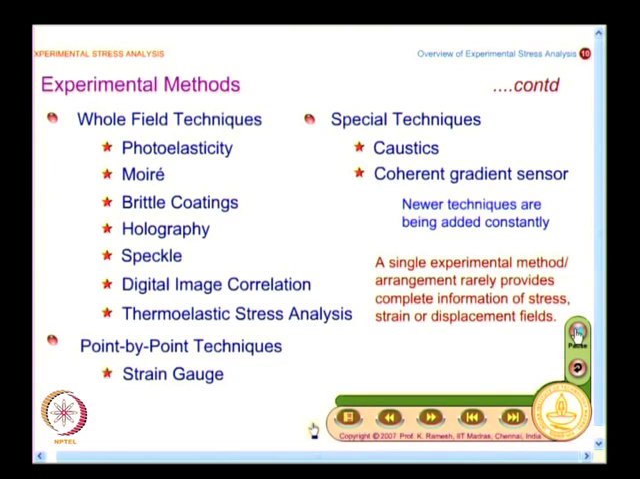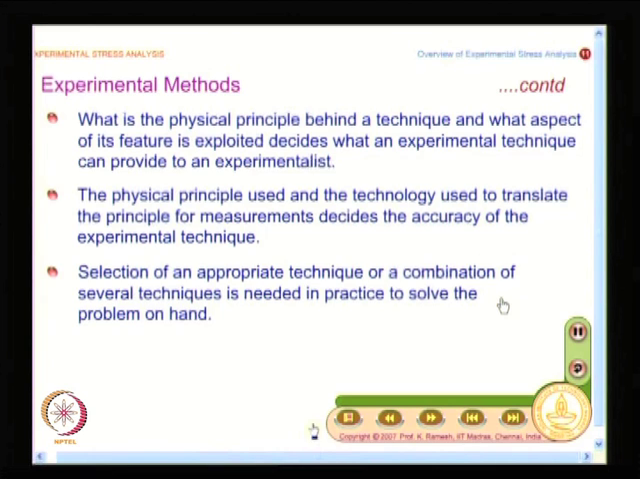And you should also appreciate that newer techniques are constantly added, and as I said earlier, a single experimental method or arrangement rarely provides complete information of stress, strain or displacement fields. It may give a particular kind of information. If you are satisfied that the information is good enough, then one experiment is sufficient for you to get the answer you wanted. If not, you may have to use a combination of different experimental techniques and evaluate the parameters that you want for your analysis.